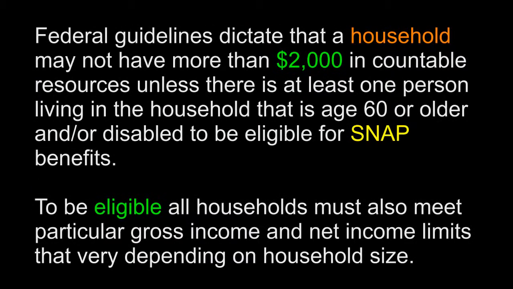Federal guidelines dictate that a household may not have more than $2,000 in countable resources unless there is at least one person living in that household who is age 60 or older and/or disabled to be eligible for SNAP benefits. All households must also meet particular gross income and net income limits that vary depending on household size. For a list of these limits, visit the USDA website.